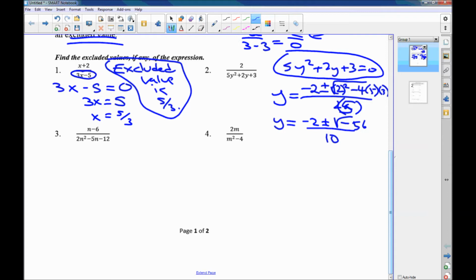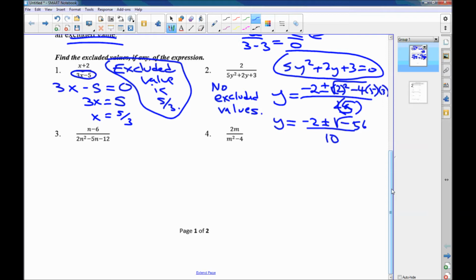So there are no solutions to this. Okay, this has no solutions. Therefore, there are no excluded values. No matter what value I pick for y, the bottom will never be 0 in this fraction.